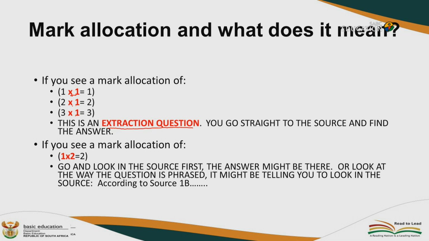If you see a mark allocation that says 1 times 2, you go and look in the source first, then the answer might be there. Or look at the way the question is phrased. It might be telling you to look in the source. The question verb might say, according to the source. Everything that says according to the source simply means the answer is found in the source. Your response is there. You read and understand the source quite well, and then you will find your answer.